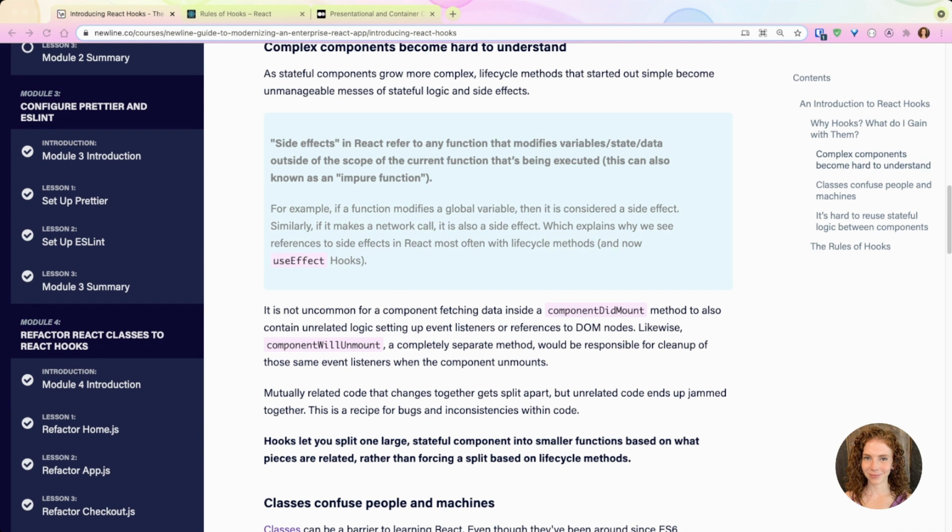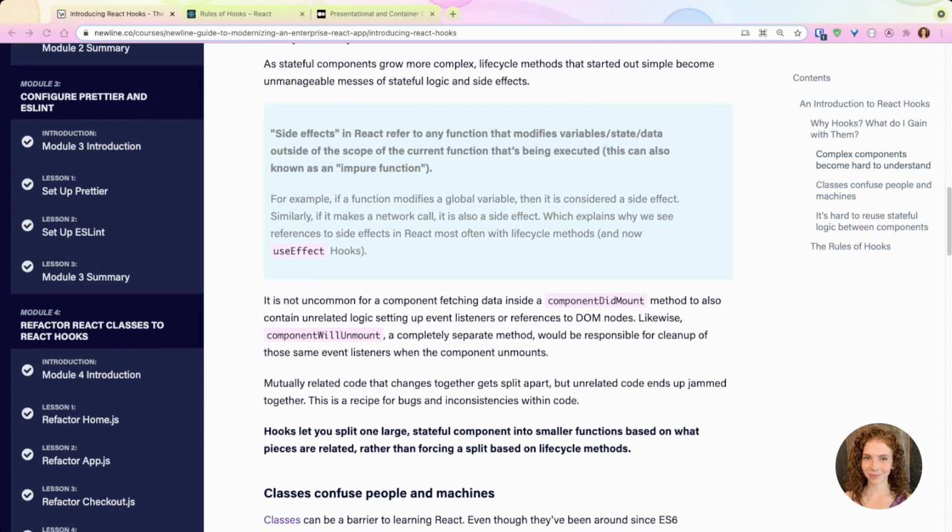To put that into an example, if a function modifies a global variable, it's considered a side effect. If it makes a network call, that's also a side effect. Data fetching is a side effect in React, which explains why we see references to side effects in React most often with lifecycle methods, and now with the useEffect hook, now that hooks have come into vogue. That's what I mean when I talk about side effects.